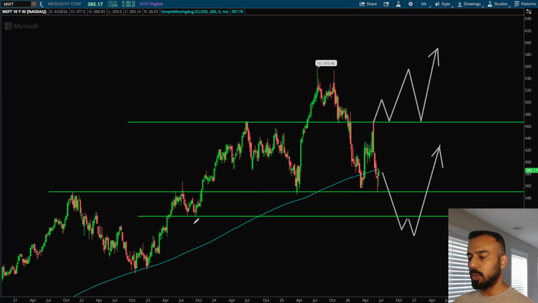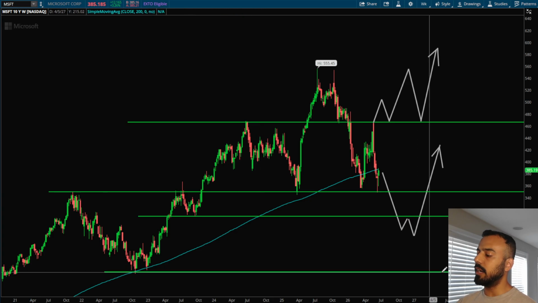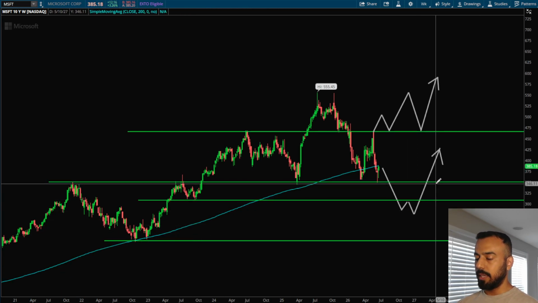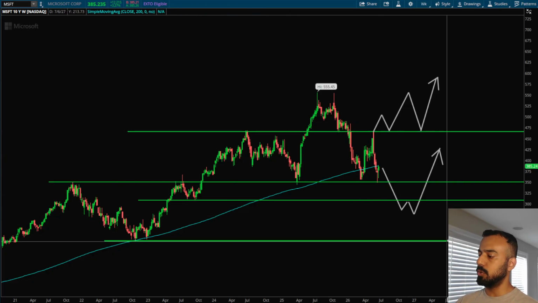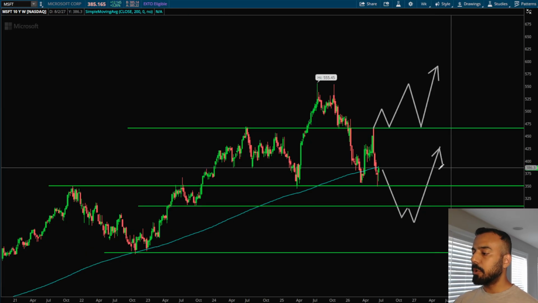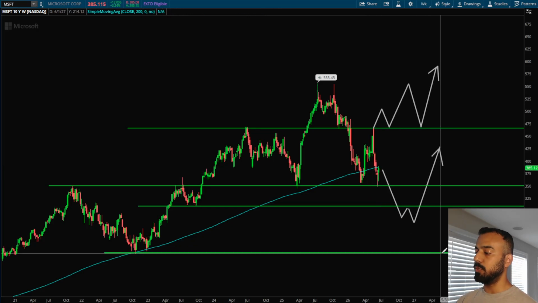The next level lower becomes this $215 area, and obviously this is a little too crazy to ask for, but in an AI bubble pop where Nasdaq draws down about 40-50%, there is a scenario where Microsoft does go below 215, and that puts us at a forward PE ratio of about, I think, 12 roughly, depending on which numbers you take.